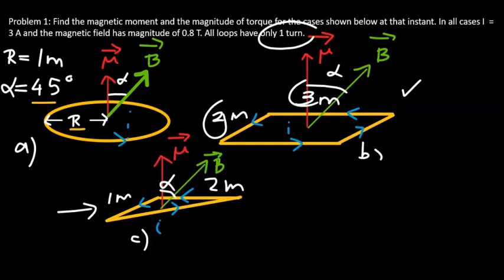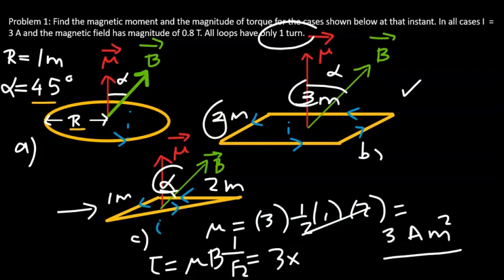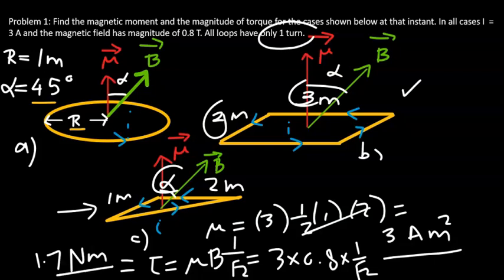Now, part C, the triangular loop. The magnetic moment is again given by the current, 3. The surface area is half times the sides. Sides are 1 and 2, which will give you 3 meters squared, so 9 ampere meters squared for the magnetic moment. Now the torque. The torque is given by mu times the magnetic field times sine alpha, which is 1 over square root 2. So mu is 9, magnetic field is 0.8 times 1 over square root 2, which is about 5.1 Newton meter. And that solves the problem.